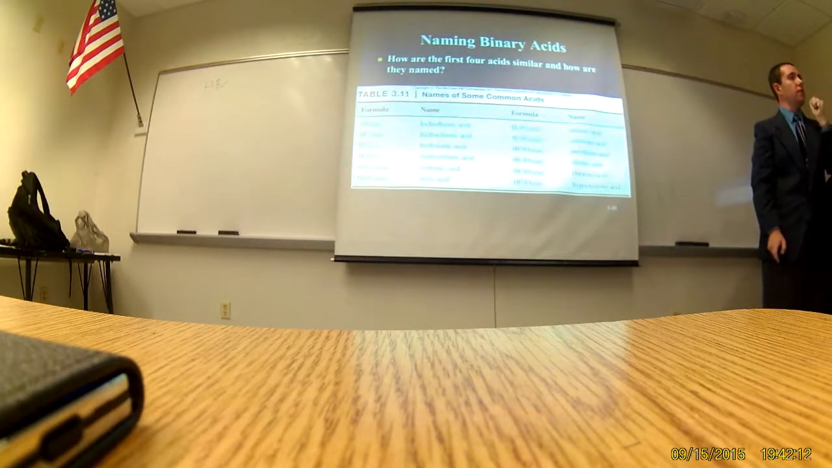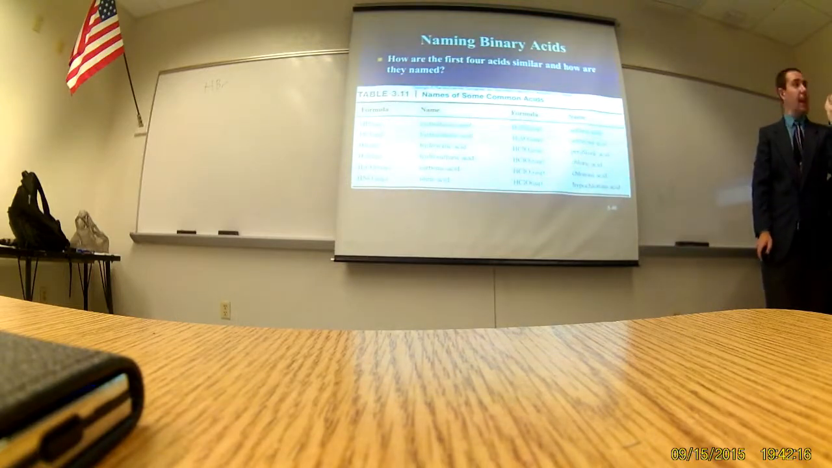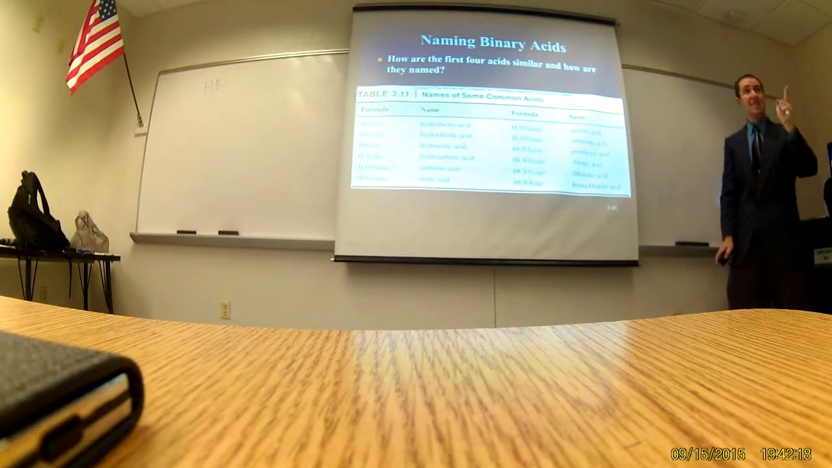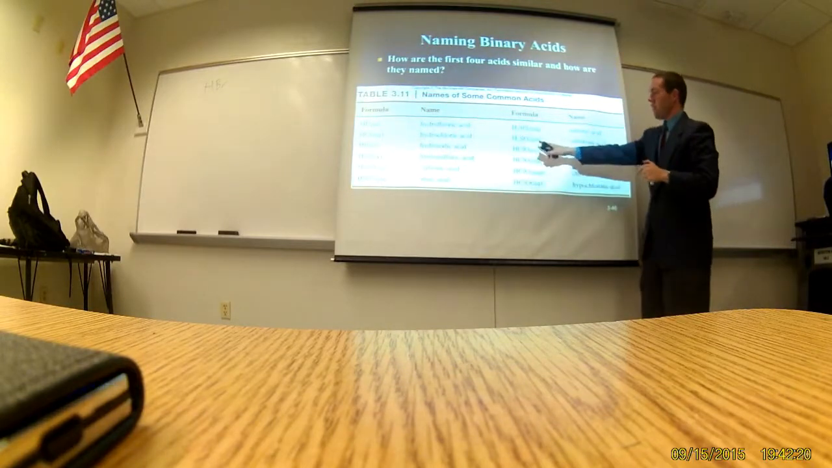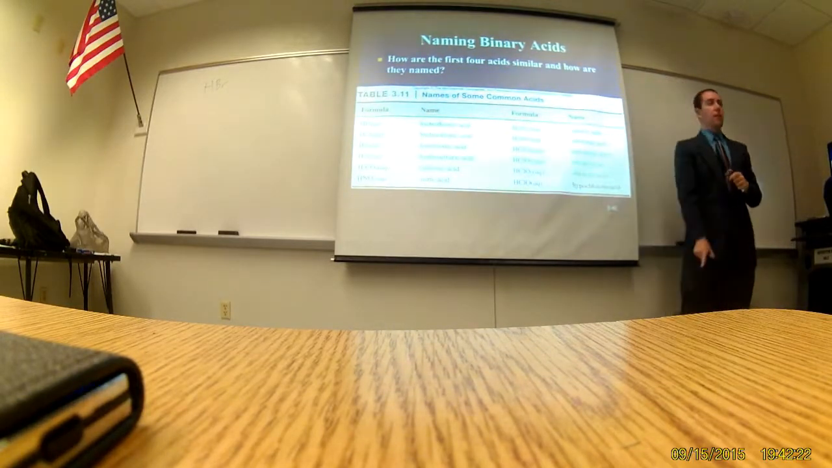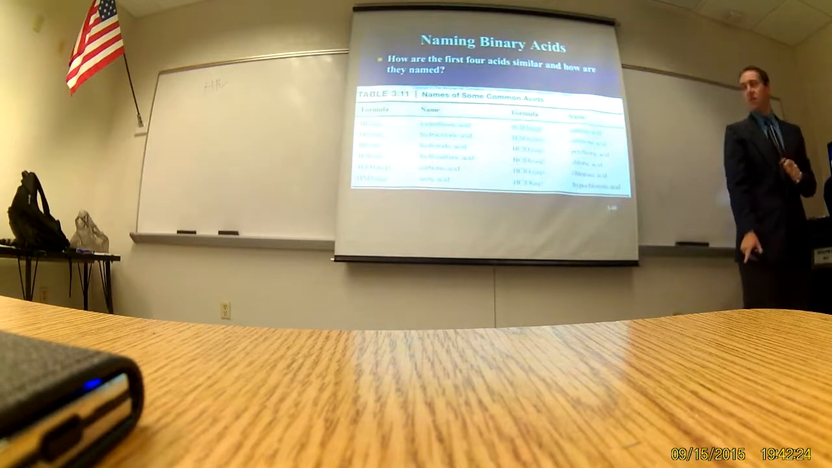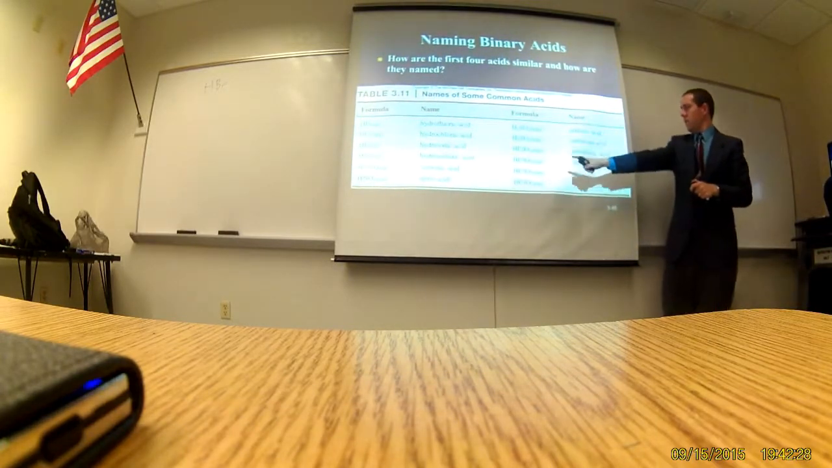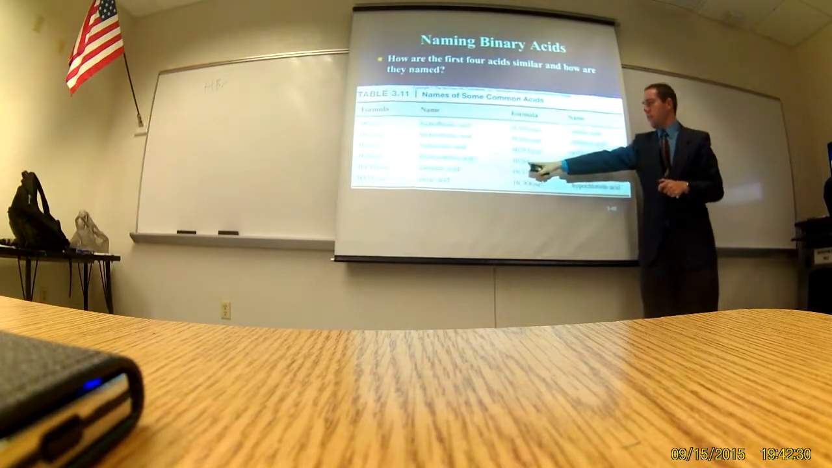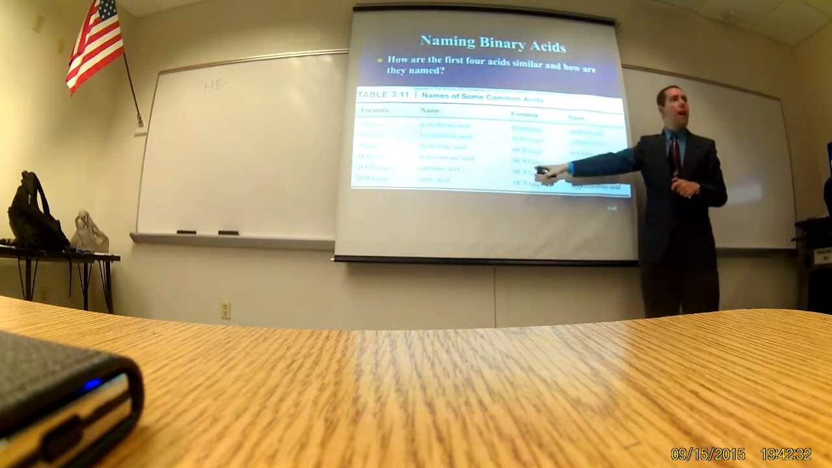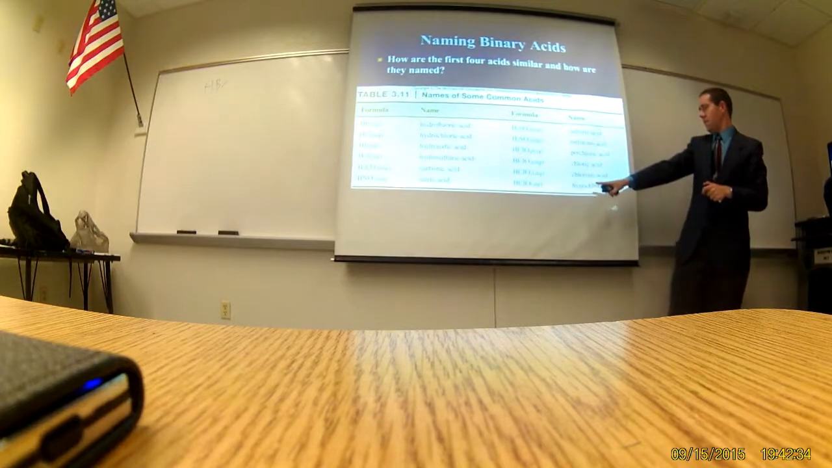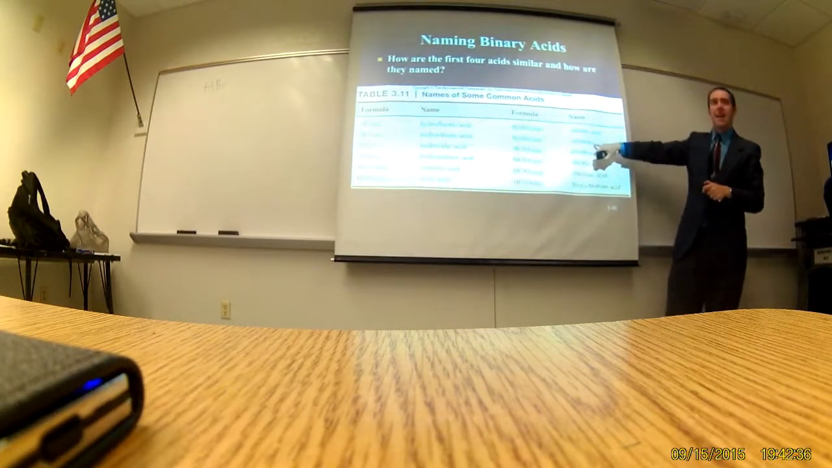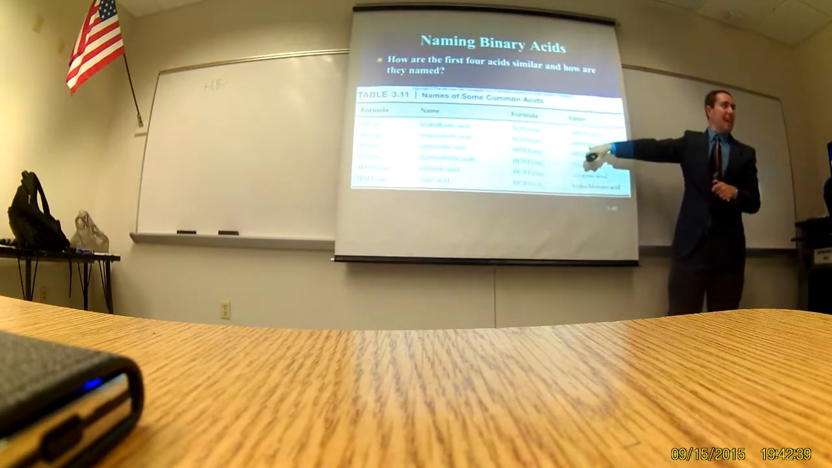What is a pattern that you see? Ates make ic acids. What was SO3 called? Sulfite. ClO3, I don't think that was on your list. That is chlorite. Ites make ous acids.